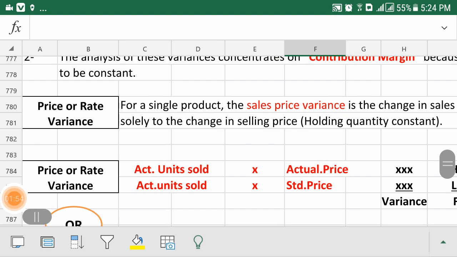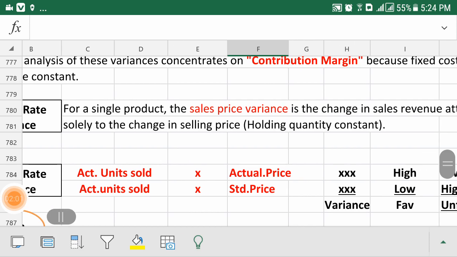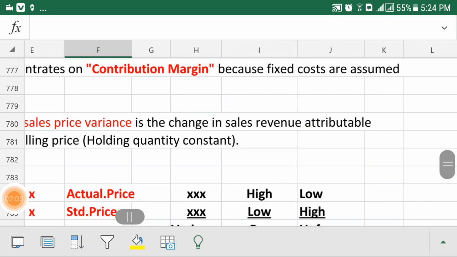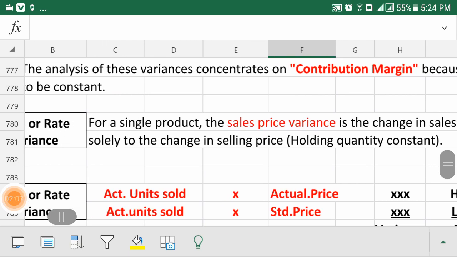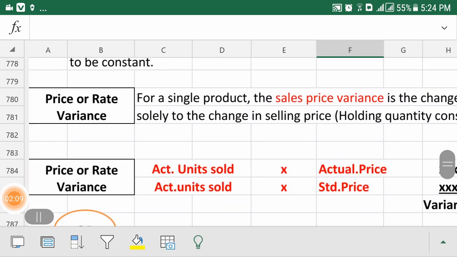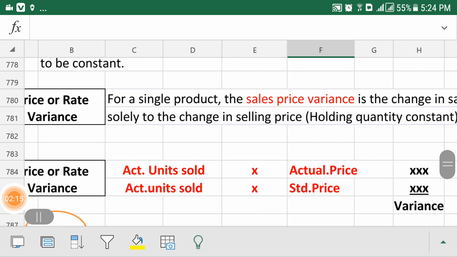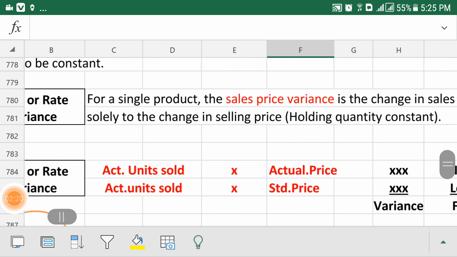Thereafter, they talk about the price or rate variance for a single product. When we calculate the variance for a single product, the sales price variance is the change in sales revenue attributable solely to a change in the selling price. The sales rate variance is the same as the material price variance calculation. For a single product, it's affected by selling price and sales quantity.